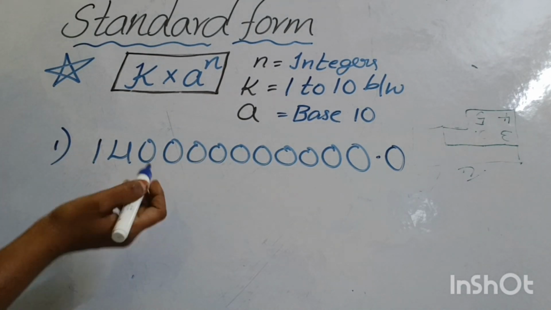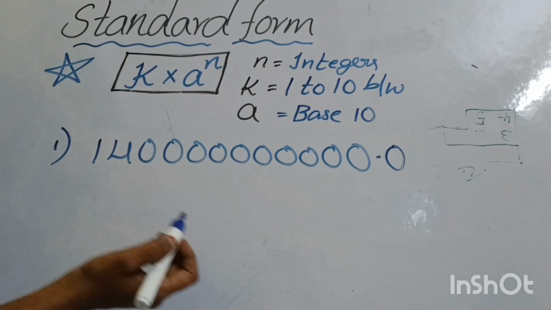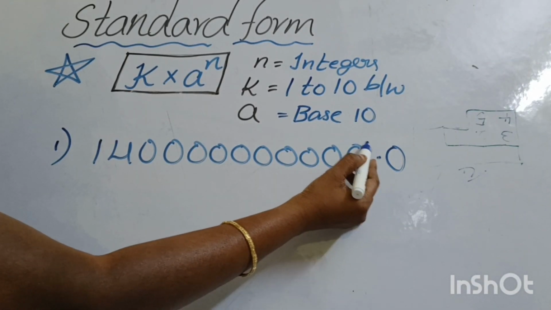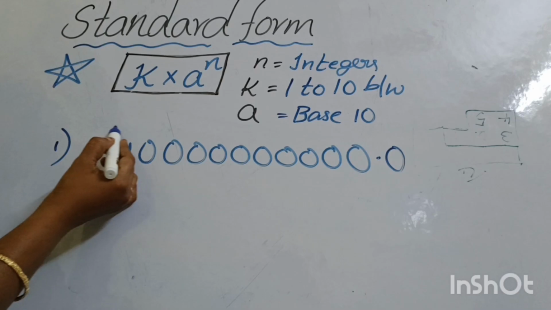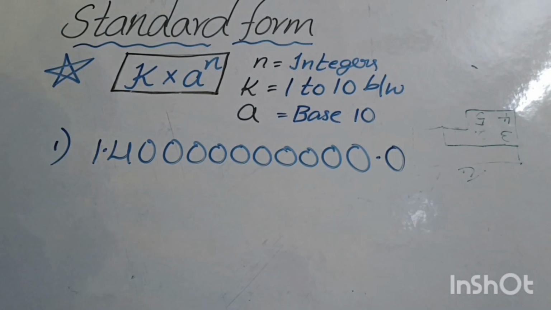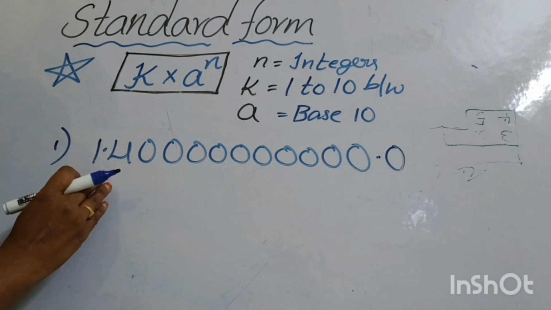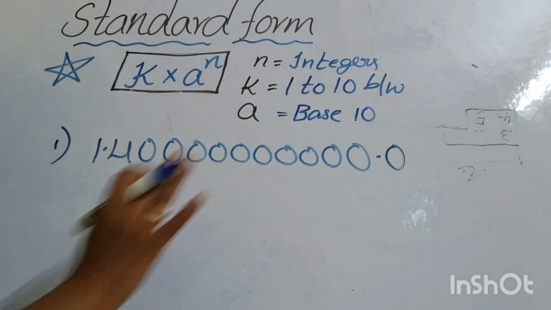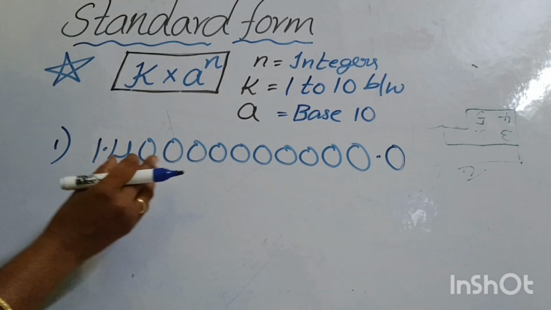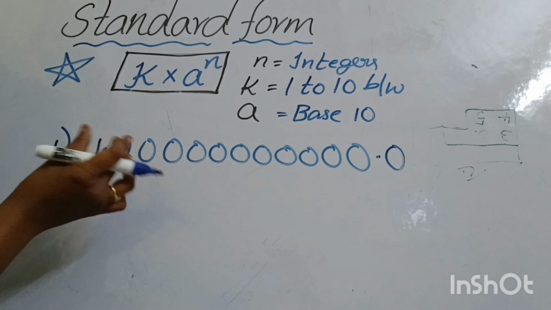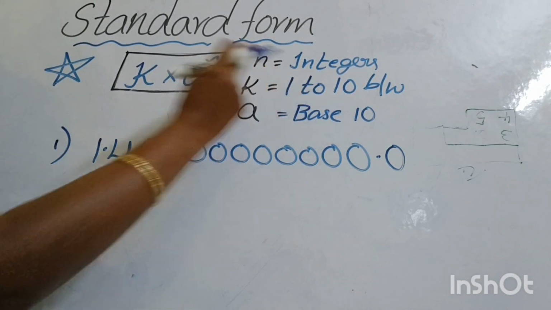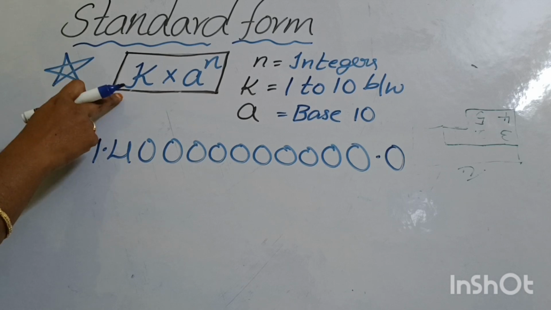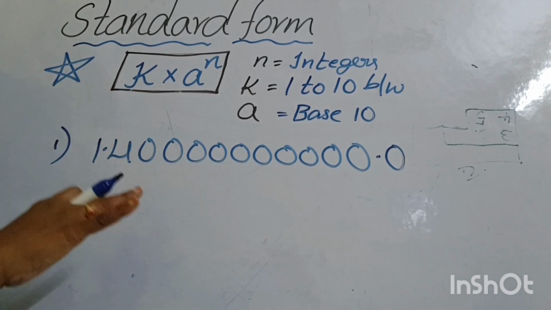So what I'm going to do here is move this decimal point back till here. If I keep it here, what will the number be? The number will turn into 1.4 something. 1.4 something means it's nothing but 1.4. Is it less than 10? Yes. That is our condition, right? The k value must be less than 10.